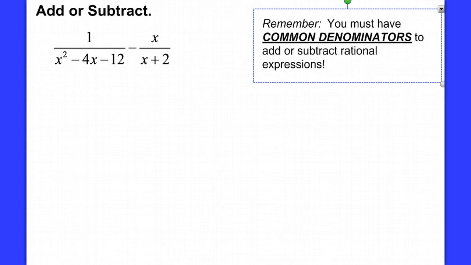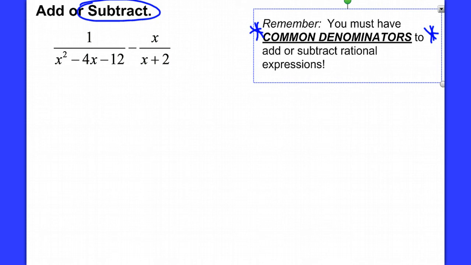This one's a little different. We've got a problem where we're going to add or subtract. In this case, this is a subtraction problem, so we'll be subtracting. So what we're going to do first is remember that whenever we are adding or subtracting, we must have common denominators. You've got to have common denominators, meaning the numbers on the bottom have to be the same.